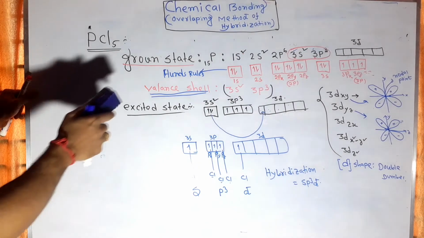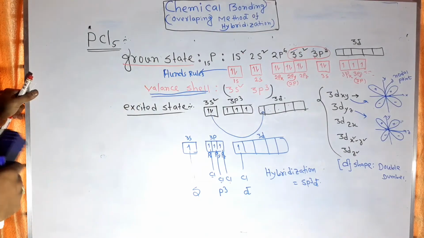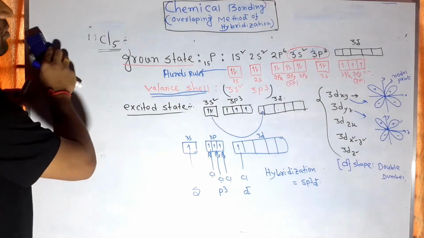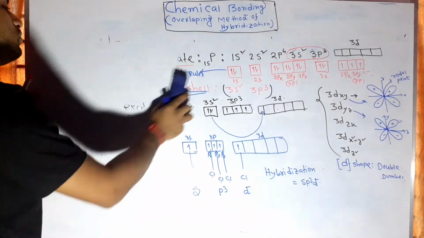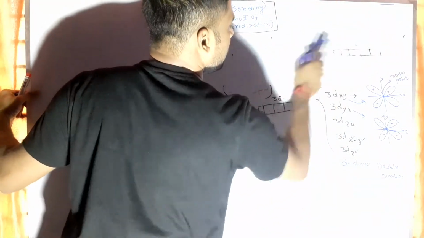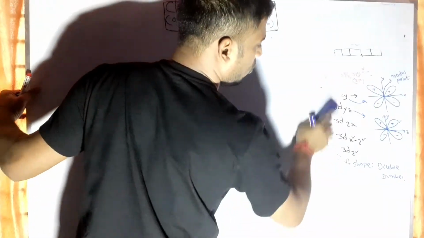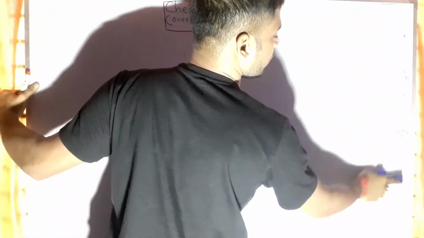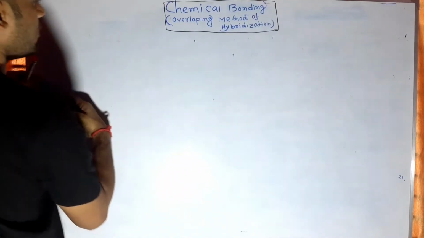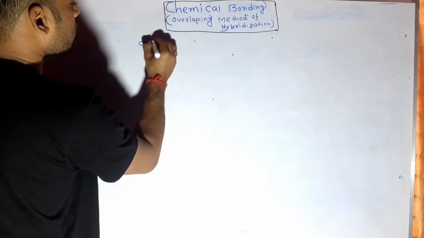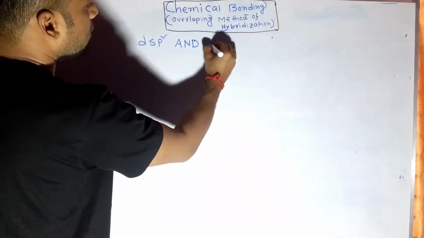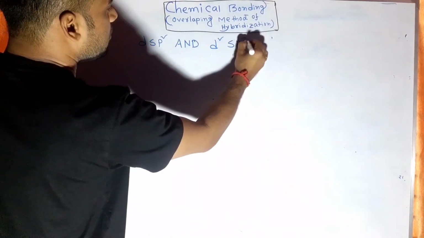Next topic. This was the procedure of the overlapping method for any compound. Then the special type of hybridization. That means this is used for coordination compounds in class 12. We can discuss the special type of hybridization for coordination compounds. The special type of hybridization names are dsp2 and d2sp3. This is the special type of hybridization.